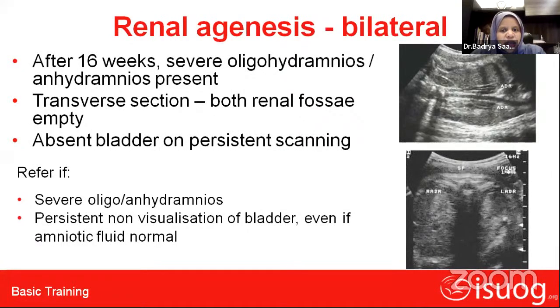So after 16 weeks, if severe oligohydramnios or anhydramnios is present, it means that it is related to kidney function. As I told you before, all the time you have to search many sections to finalize your diagnosis. In the transverse section in this slide, both renal fossae were empty. And also in other scans, when we did a detailed scan, we couldn't see the bladder, or the bladder was persistently empty. In that case, you have to refer the patient. So when we have severe oligo or anhydramnios or persistent non-visualization of the bladder, even if the amniotic fluid is normal, it should be referred to a specialist.